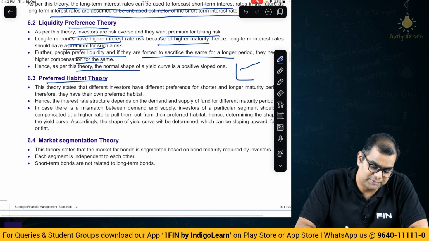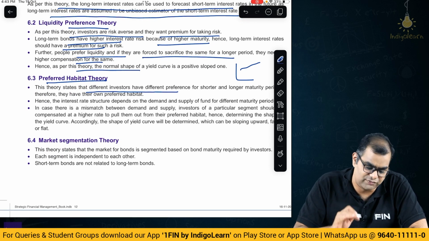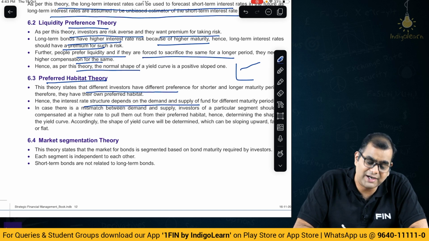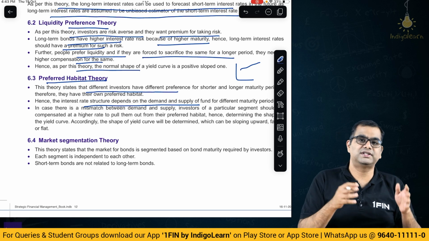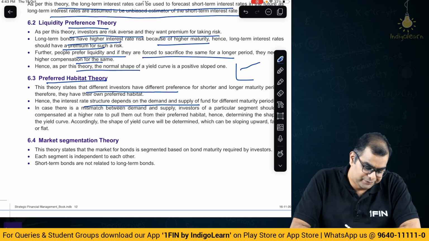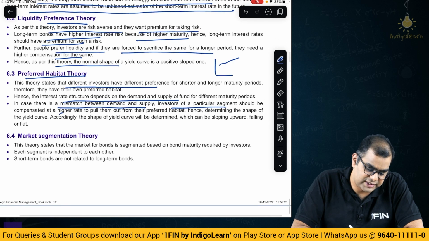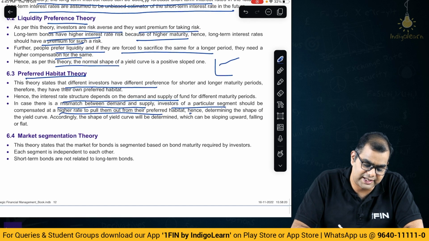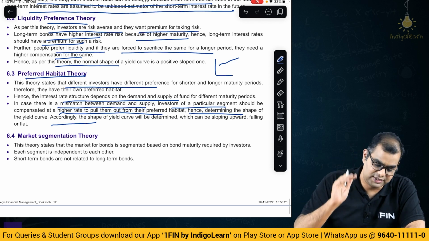Then preferred habitat. What is preferred habitat? This theory states that different investors have different preferences. Some want long, some want short. Interest rate structure depends on demand and supply. Whenever there is high demand for long term, the long term rates go up. Whenever there is high demand for short term, short term rates go up. In case there is a mismatch between demand and supply, investors of a particular segment should be compensated at a higher rate to pull them out from the preferred habitat, hence determining the shape of the yield curve. So, depending on the demand and supply, the yield curve shape is arrived at.